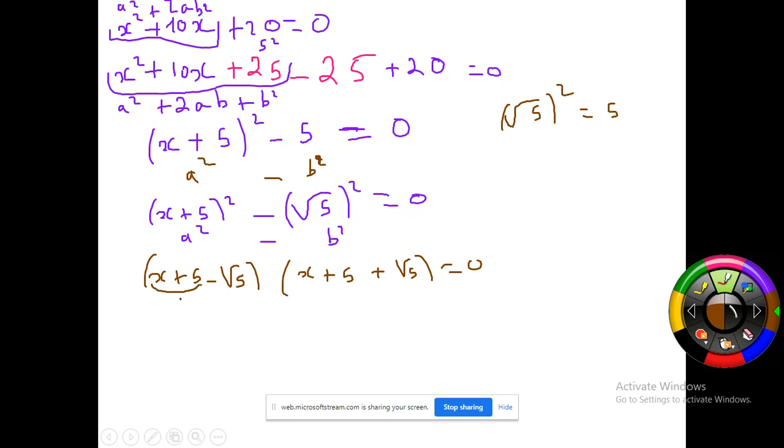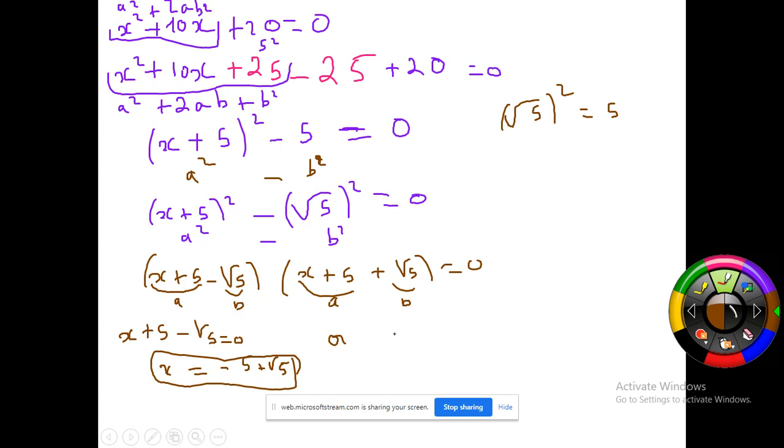So did you see it? This is a minus b, and this is a plus b. And then I will solve each one equal to 0. x plus 5 minus radical 5 is equal to 0. It will be x is equal, I will take it to the other side, minus 5 plus radical 5. This is the first solution. I'll keep it like this. Or the second one, x plus 5 plus radical 5 equal to 0. It gives me x is equal to minus 5 minus radical 5. So this is my second root or my second solution or my 0, as we said. And that's it. Those are the solutions.